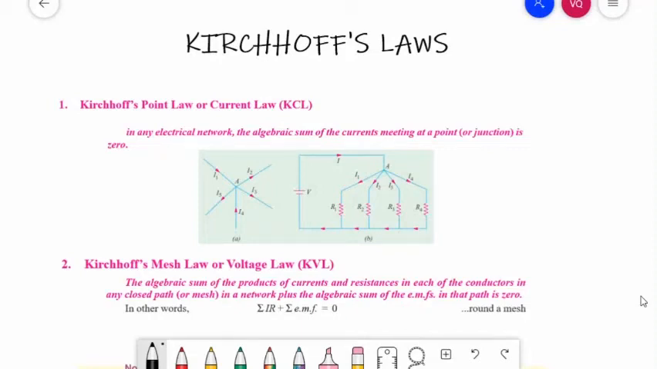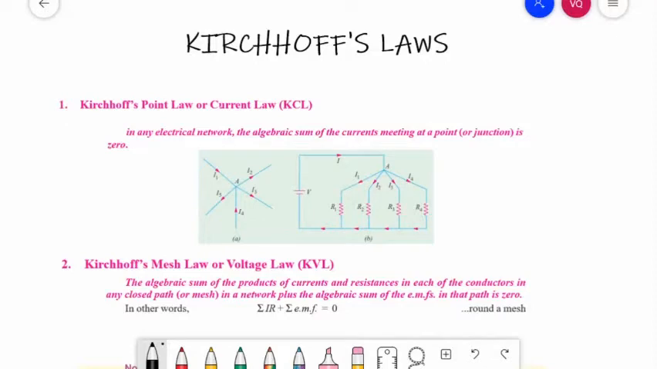Our next topic is Kirchhoff's laws. These laws are more comprehensive than Ohm's law and are used for solving electrical networks which may not be easily or readily solved by Ohm's law. Kirchhoff's laws are particularly useful in determining the equivalent resistance of a complicated network of conductors and for calculating the currents flowing in the various conductors.